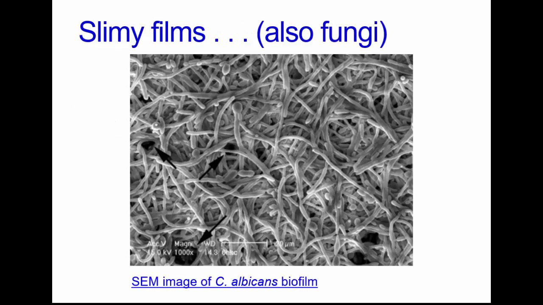Fungi as well as bacteria can also produce biofilms. Candida albicans is an opportunistic pathogenic yeast. It's a common member of the human gut flora. It is also found in food. Again, a scanning electron microscope image of a C. albicans biofilm.